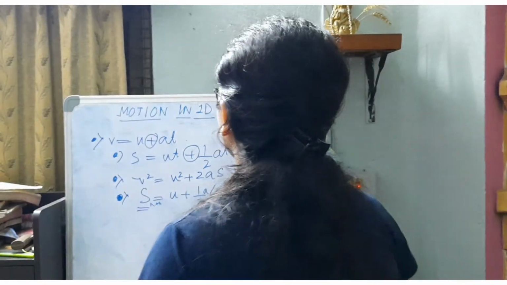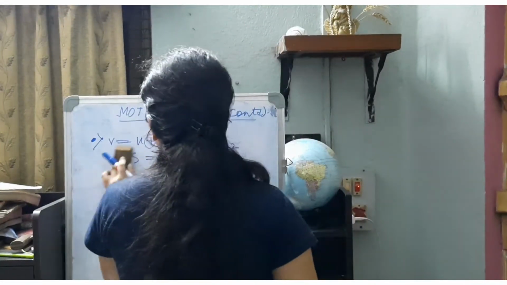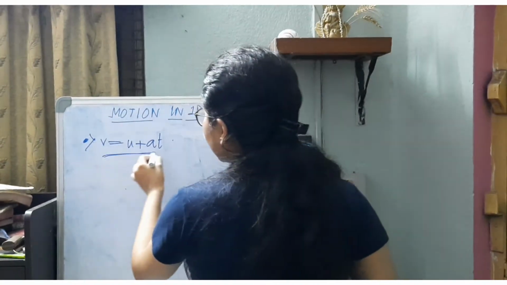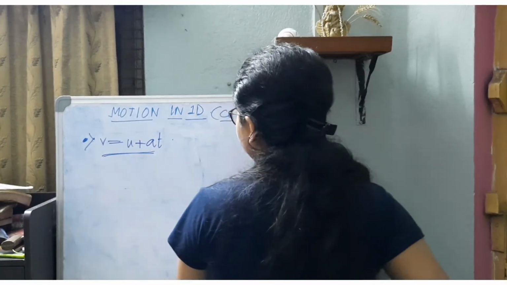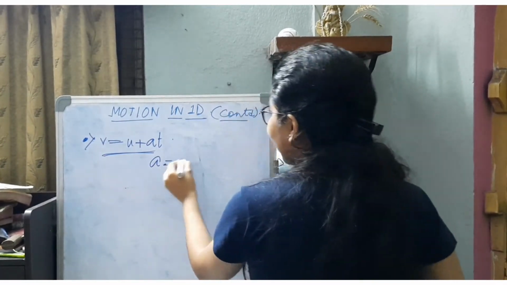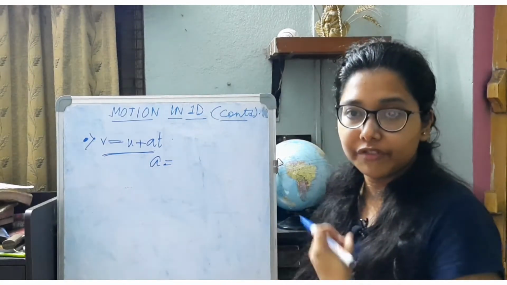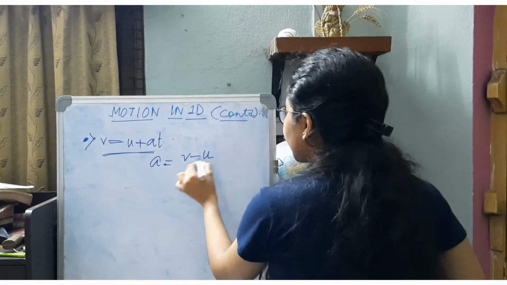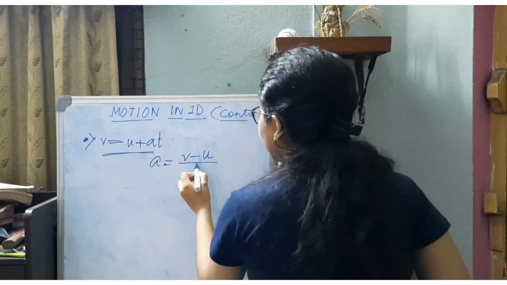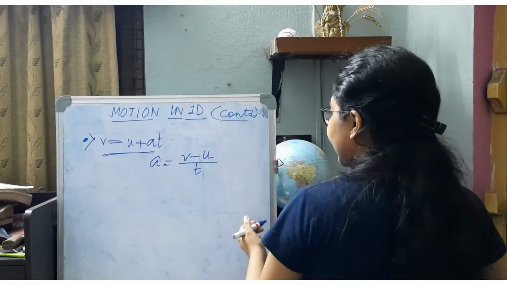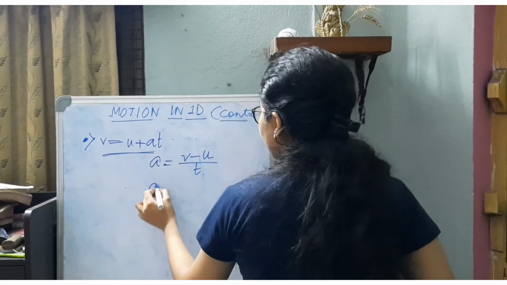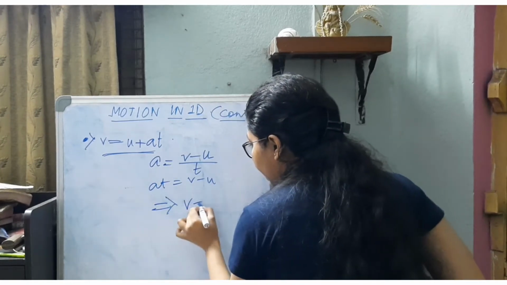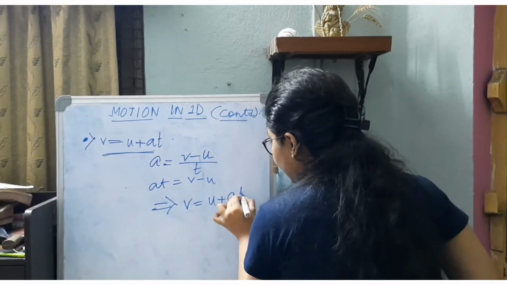Okay, so now moving forward to the derivation of these equations. Let us go for the theoretical proof of the first equation of uniformly accelerated motion. First of all, what is acceleration? Acceleration is the change of velocity with respect to time. So the change of velocity, when I am talking about positive acceleration, is v minus u, divided by the change in time, which is t minus 0, that is ultimately t. Now if I multiply these two, at equals v minus u. This implies that v equals u plus at.